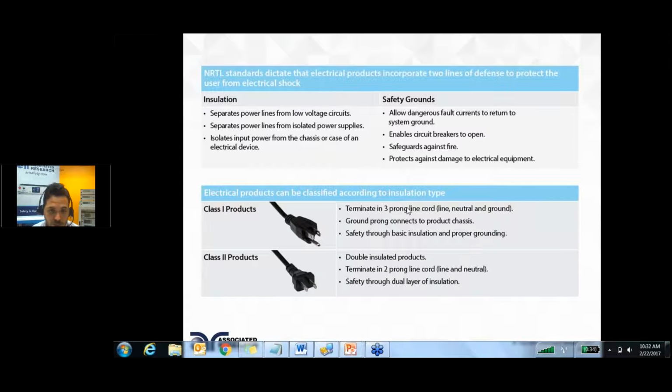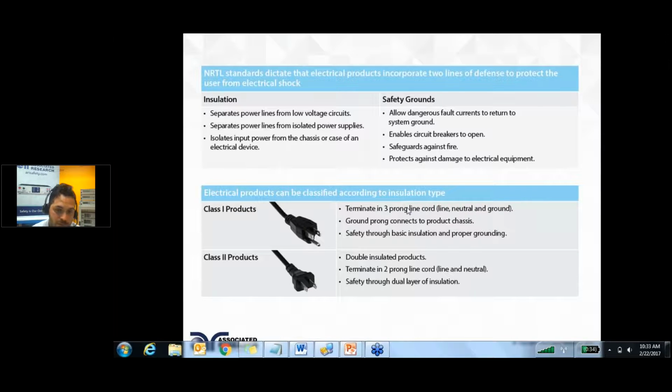I don't know if it's exactly twice the insulation of a Class 1 product, but it's stronger, two-layer insulation. This terminates in a two-line cord, so it just has a line and a neutral. Can you break off that ground prong from a Class 1 product, and will it still work? Of course. Then it's just a Class 2 product, except you don't have double insulation and you've lost one of your lines of defense.